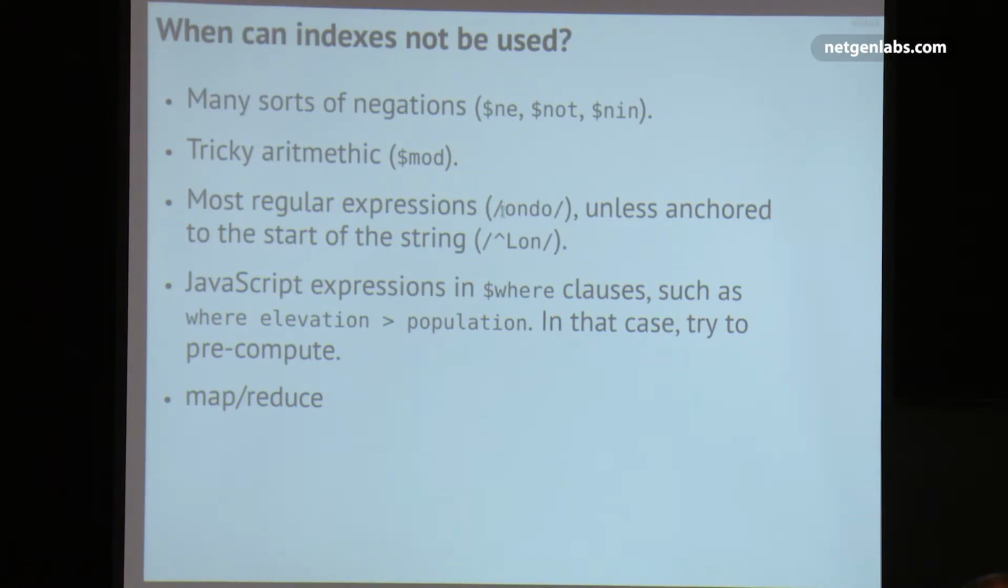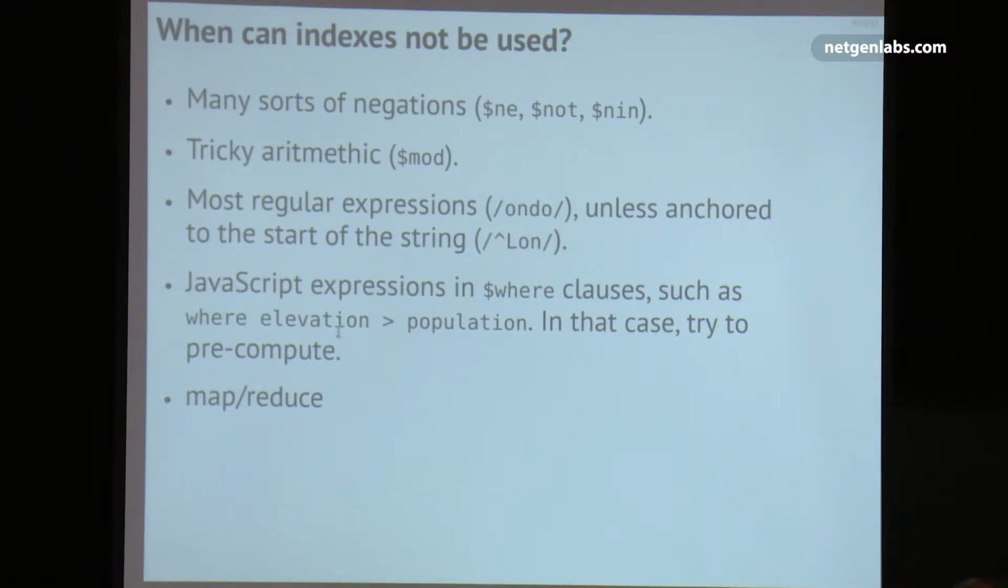Finding all the documents where a field includes London or Ondo is difficult because the index is like a hash-based lookup, right? Or it's B-tree searching, and it cannot deal with that. So you need to anchor to the start of the string. Like I've done here with London, or with Lon.